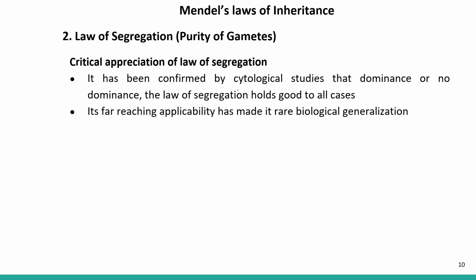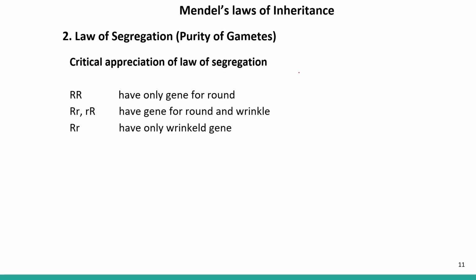It has been confirmed by the cytological studies that the law of segregation holds good to all cases, whether dominance or no dominance. So cytological studies confirm that the law of segregation holds good to all cases, right? Its far-reaching applicability has made it a rare biological generalization. So this was the generalization for all types of plants, and that is why it becomes a law, that is the purity of gametes.